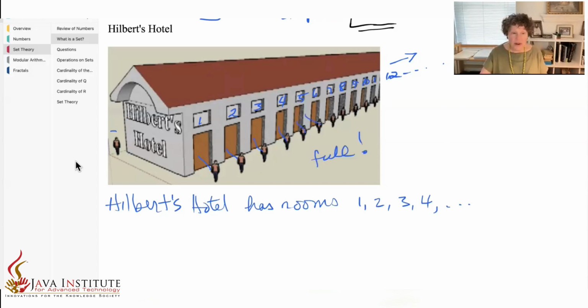Then a new customer comes along and he says, I need a room. It's 12 o'clock at night and there's no other hotel in the neighborhood, and I need a room.